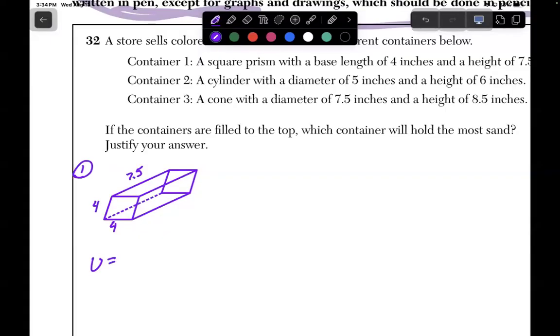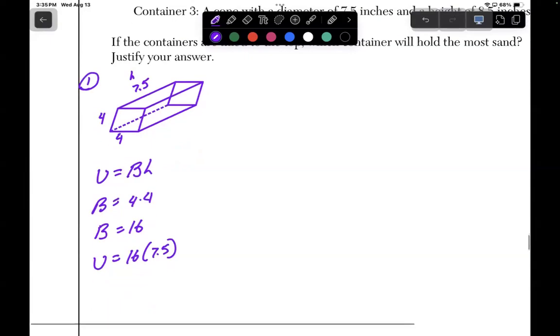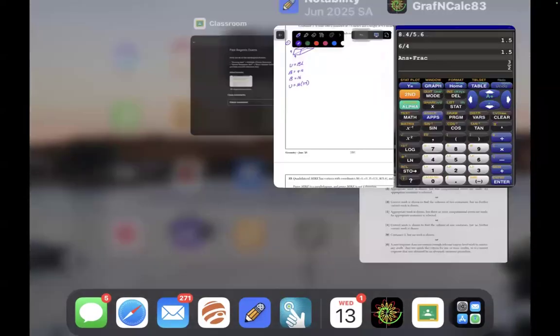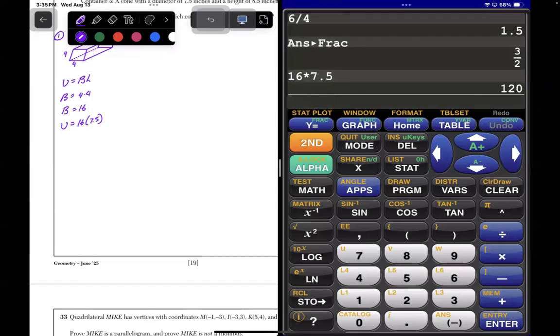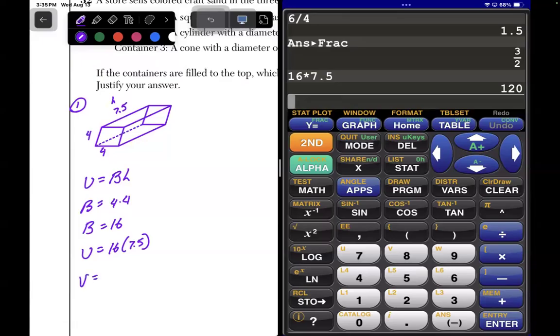So the volume is going to be the area of the base times the height. Here's our height. The area of the base is going to be 4 times 4 because it's a square. So the area of the base is 16. Volume is going to be 16 times 7.5. What is that? 120. So this is container 1. 1 point for getting 1 container right.